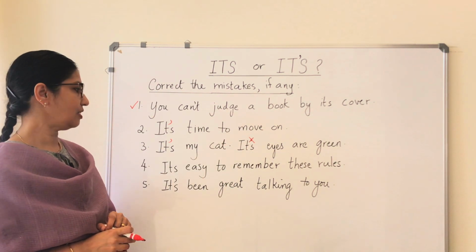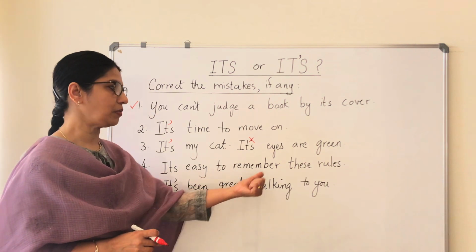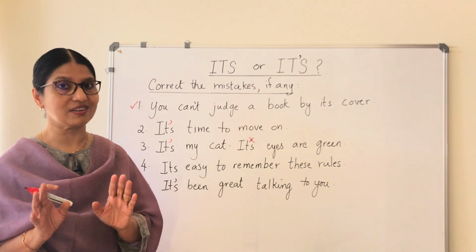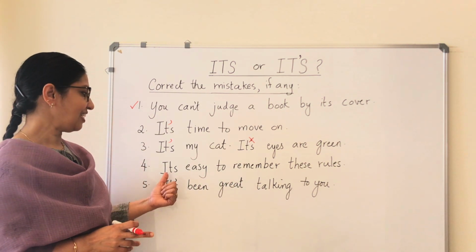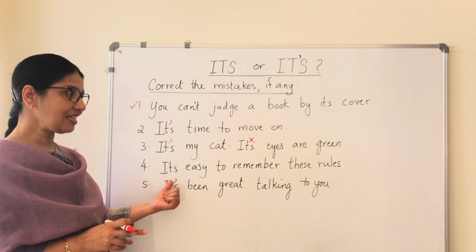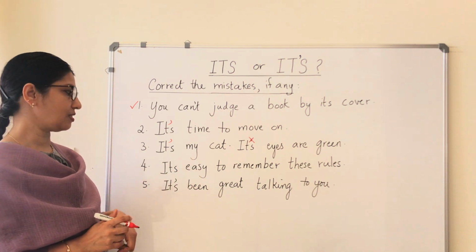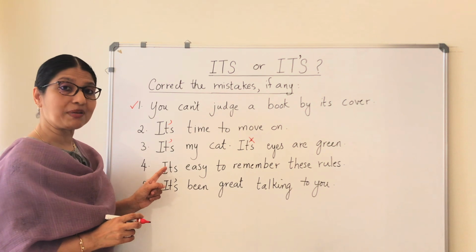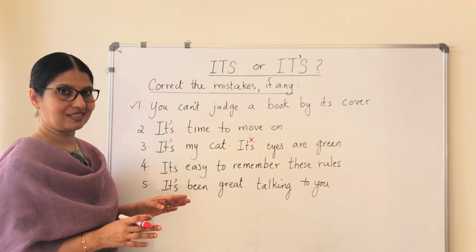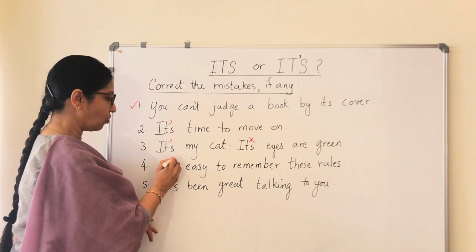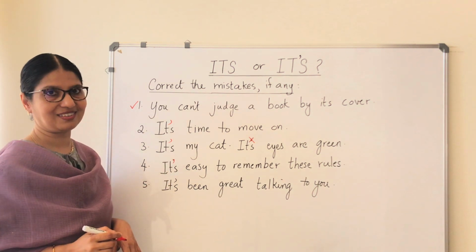The next one, its easy to remember these rules. I hope it's really easy. What about this sentence? Its easy to remember these rules. This its can be replaced with it is. So this is wrong. You should put an apostrophe.